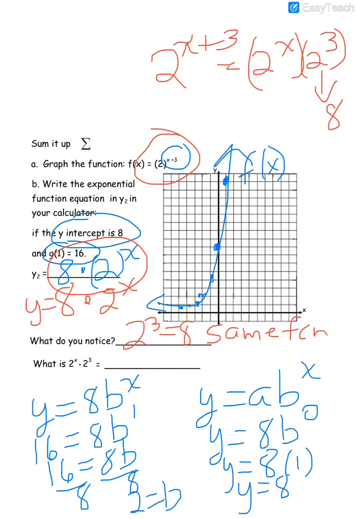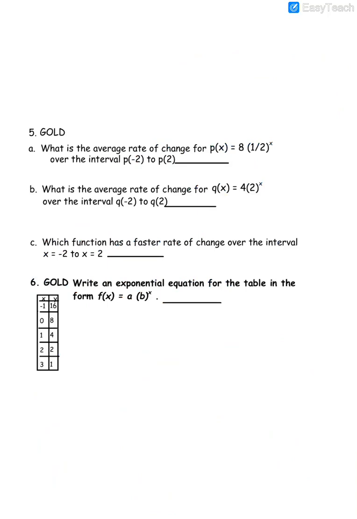And I actually get the same exact table from my blue and my red values for y1 and y2. So it says, what do you notice? 2 to the third equals 8. What is 2 to the x times 2 to the third? It's 2 to the x plus 3 power, which is what I explained up above. All right, so that was difficult. Silver friends, you're going to stop the video here and move on to the homework. My gold friends are going to head back with me to gold.